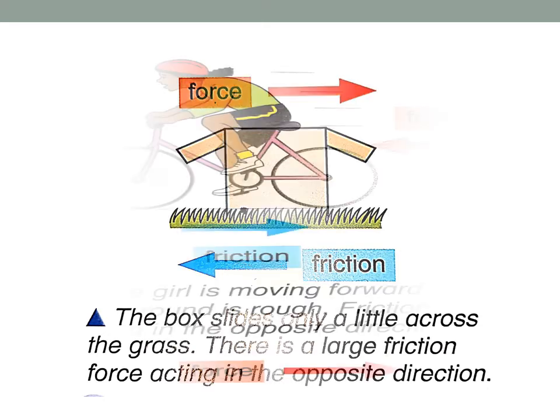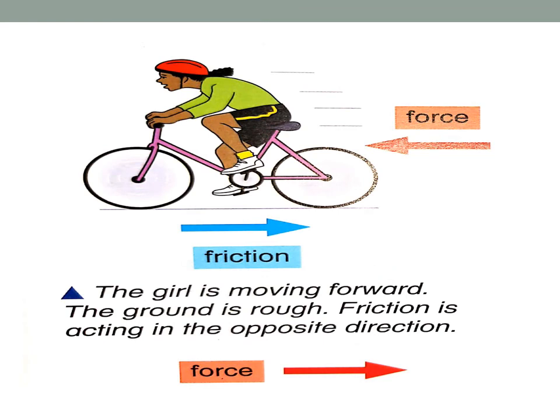Okay, the girl is moving forward. Is the ground smooth or rough? No, it's rough. So the girl is moving in the direction of the red arrow, and the ground is rough and the friction is acting in the opposite direction, with the blue one. Okay, you understand it?